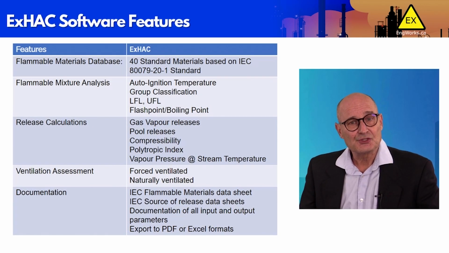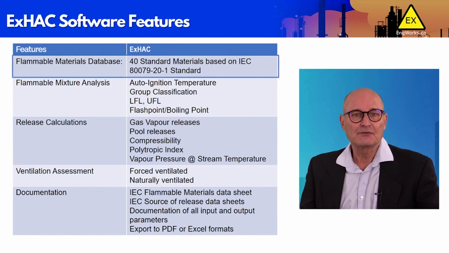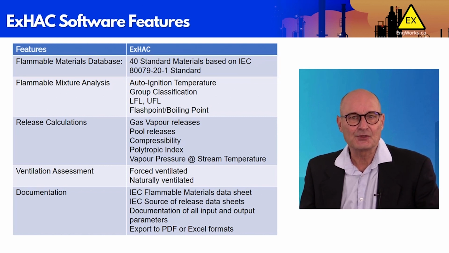Some of the features unique to the ExHAC software application include a flammable materials database. We have included 40 of the most common flammable materials used in industry, sourced from the IEC 8079-20-1 standard. Should you have a unique flammable gas or liquid, you can add custom compounds to the database and save them for use on other projects.